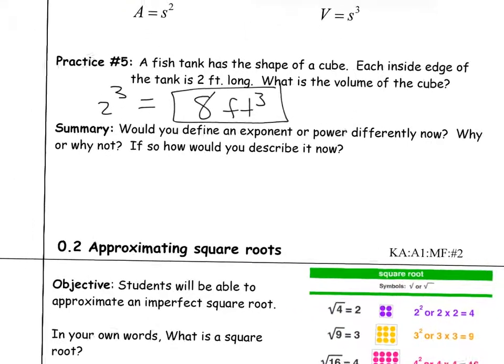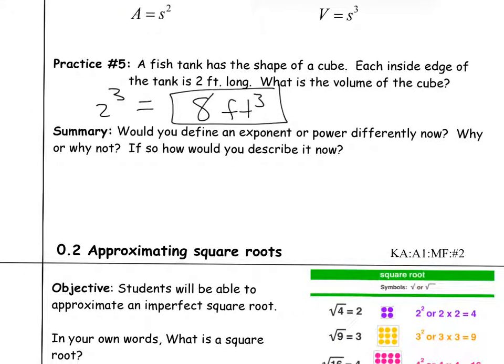Alright, so this next thing is a summary, and I just want you guys to try your best on this one. It's something I check in class. Summary, would you define an exponent or power differently now? Why or why not? If so, how would you describe it now? So that question is referring to the question I asked you at the beginning of these notes. So go ahead and just answer that for me. Don't forget the why or why not. Very important part.